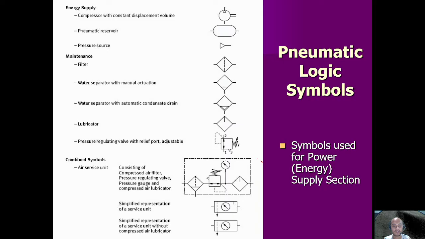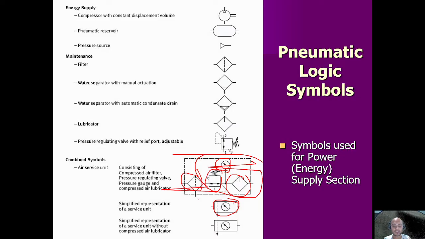Okay, next we have an air service unit. We have a simplified representation of a service unit. A service unit has a filter dryer, a pressure regulating valve with a relief port, and it also has a pressure gauge and a lubricator. That's a complete air service unit.